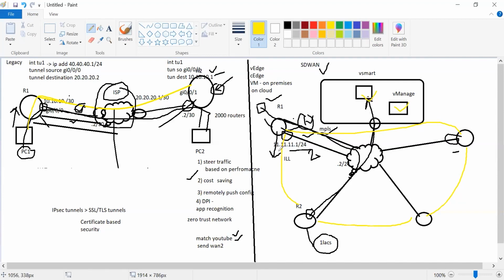Just like traditional networking, we can have multiple vEdges or end devices for redundancy, primary and secondary. Even for controllers, we can have multiple vSmarts and multiple vManages for redundancy. These multiple vSmarts or vManages would be in sync with each other. In case one goes down, the other can take over the network. Are we good?